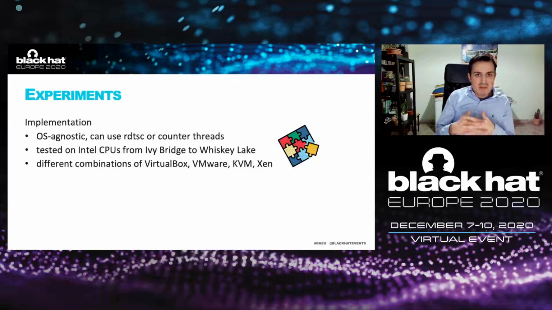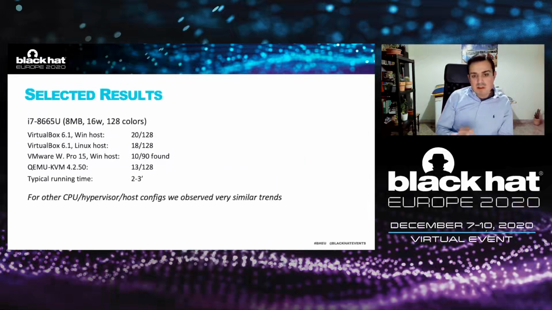We tested this code on a whole lot of Intel CPUs, from old to pretty recent ones, like Whiskey Lake architecture. And we tried several versions of VirtualBox, VMware on different host operating systems, and we tried KVM and Xen. I will be presenting some of the results. So on this machine, we were able to try most different combinations. And we saw that this is the Whiskey Lake one.